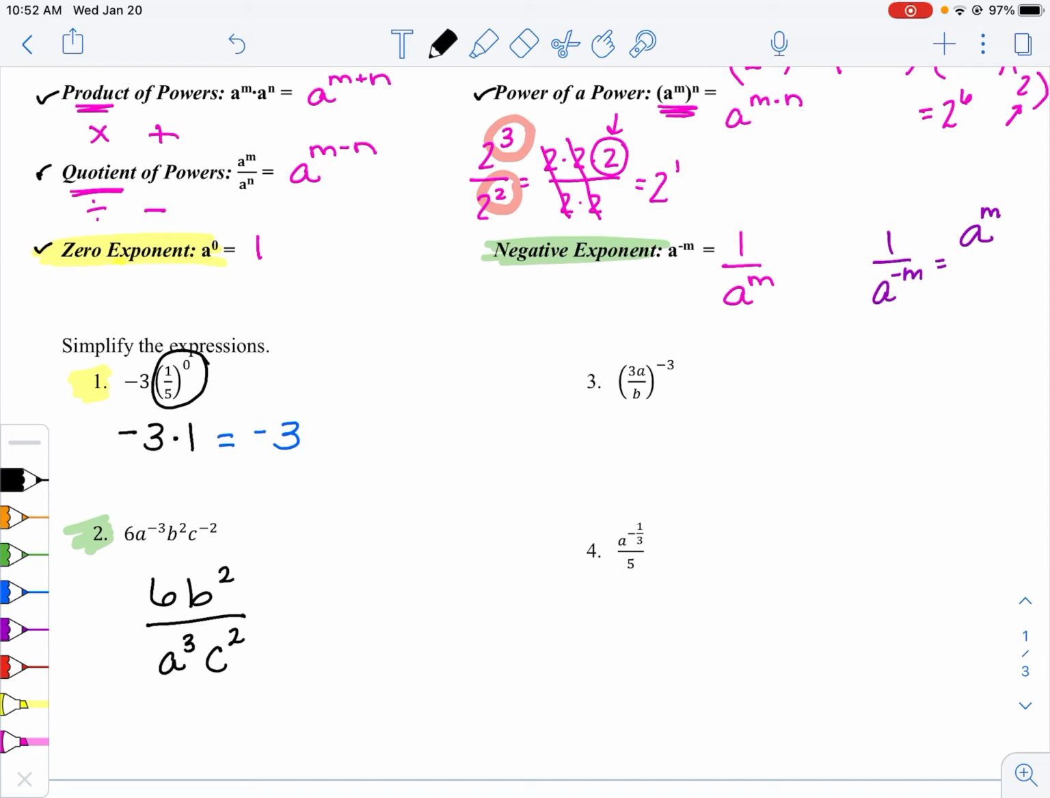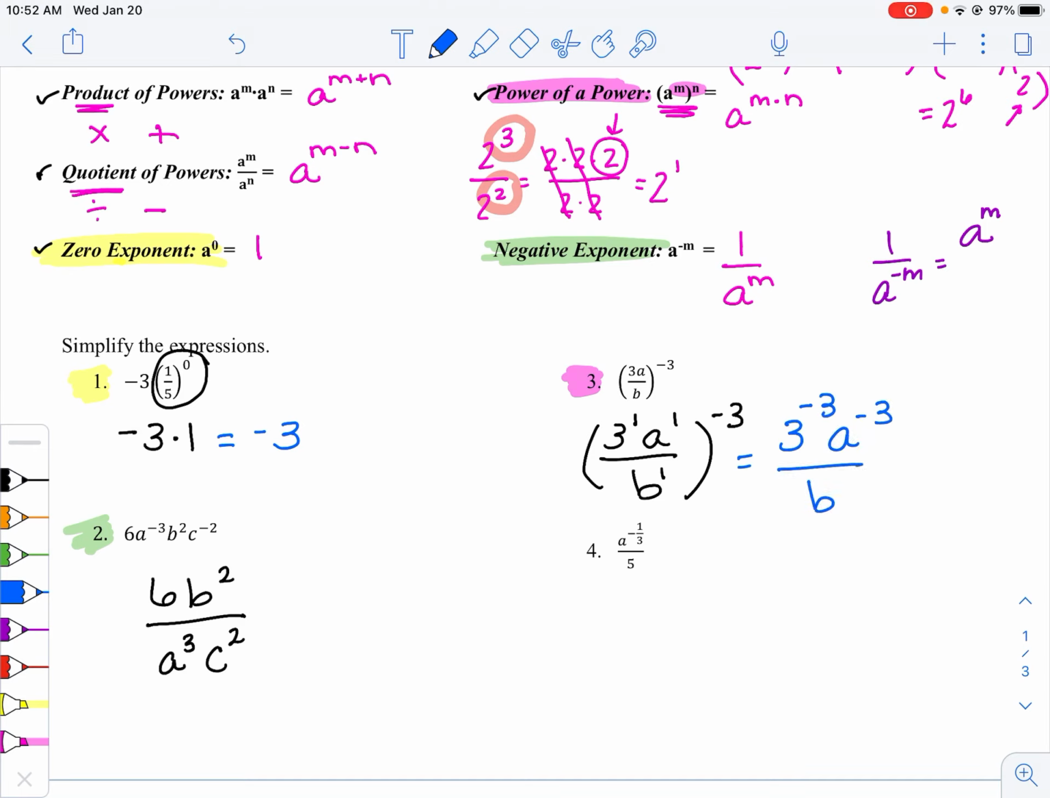All right, so then moving to number 3. I have 3a over b all to the negative 3rd. Again, I don't have any like bases, so it's either going to be a 0 exponent or a negative exponent. Okay, could also be a power of a power, because I have that exponent up high up there. So thinking about that power of a power, I could rewrite this as 3 to the 1, a to the 1, over b to the 1, all to the negative 3. So now I've got 2 exponents like in power to a power. I have an m and an n. Okay, so I can use the power of a power rule to get 3 to the negative 3, a to the negative 3, b to the negative 3.